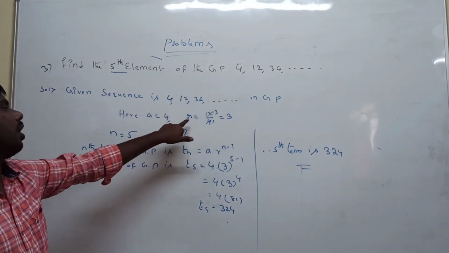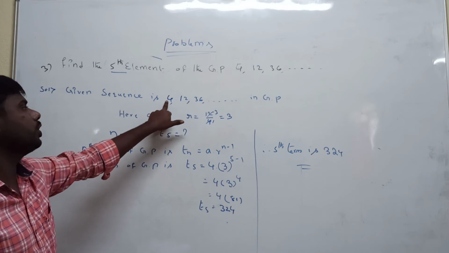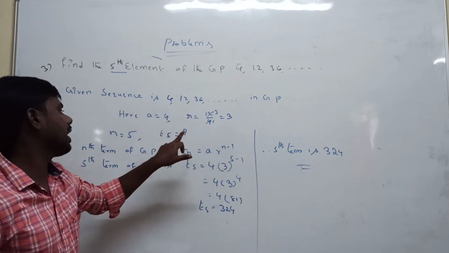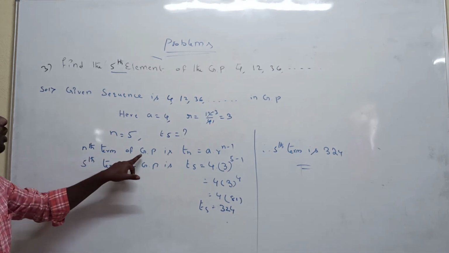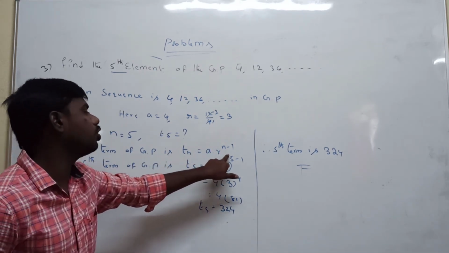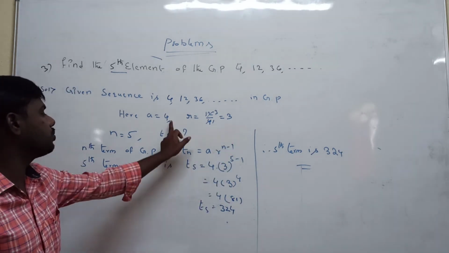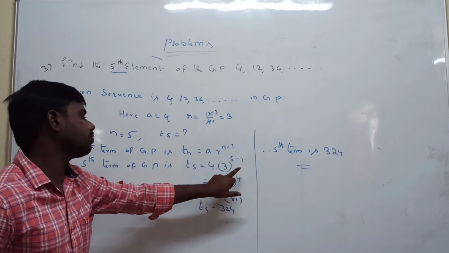A is 4, and r is the common ratio, which is any term divided by the previous term. So 12 by 4 value is 3. To calculate the fifth term, we apply the nth term of a geometric progression, Tn is equal to a into r to the power of n minus 1. A value is 4, r value is 3, n value is 5. 5 minus 1 is 4.